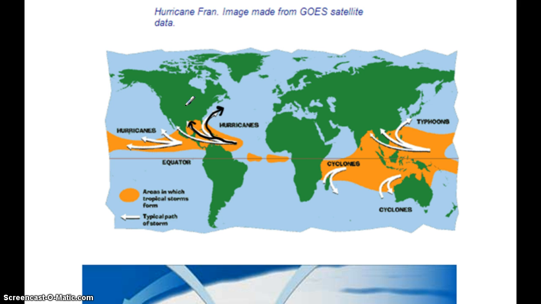In fact, the deadliest hurricane in U.S. history was in 1900 in Galveston, Texas, and it killed over 8,000 people. So what happens with a hurricane?